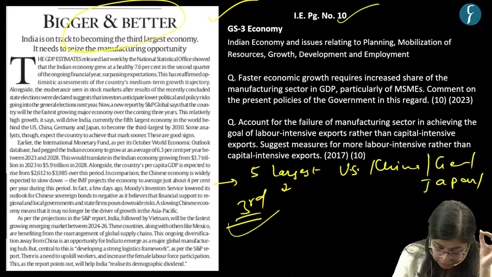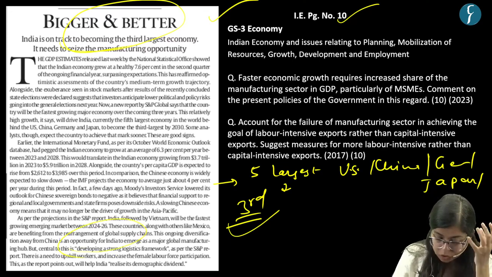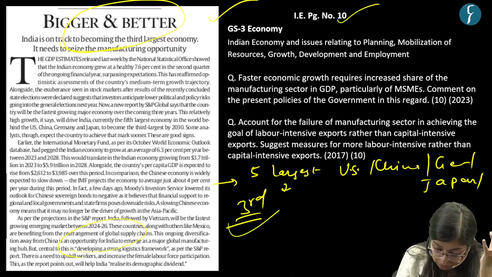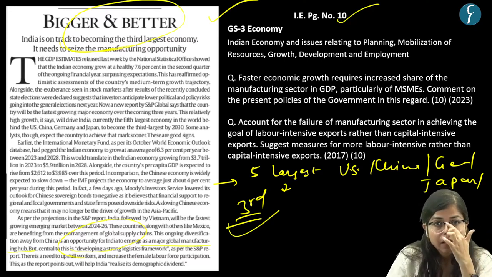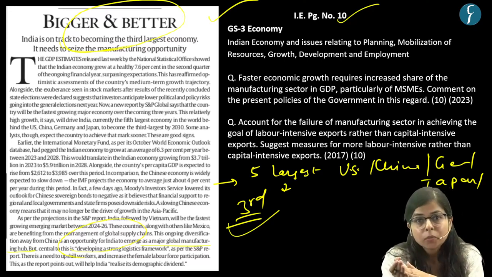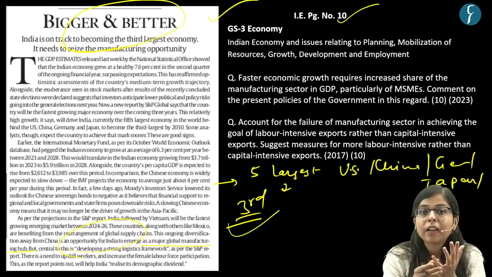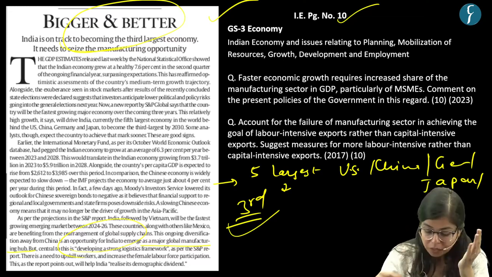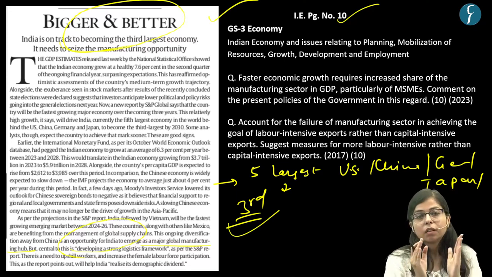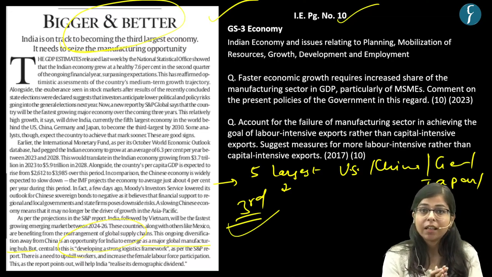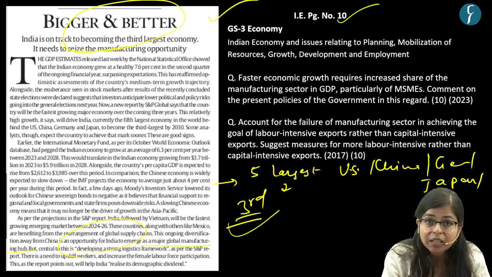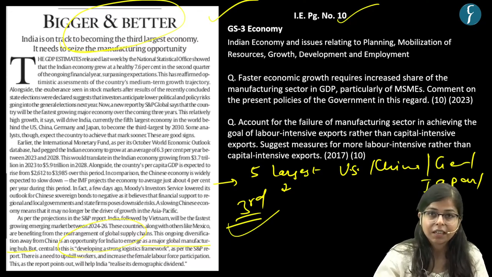So this article says that for this there is an opportunity for India to emerge as a major global manufacturing hub, right? And so the focus should be given specifically to the manufacturing sector in the country, right? So in this article we will see some facts about the manufacturing sector in the country, right? Why it is important and what are the challenges India is facing in manufacturing, and we will also see some way forward in this regard.